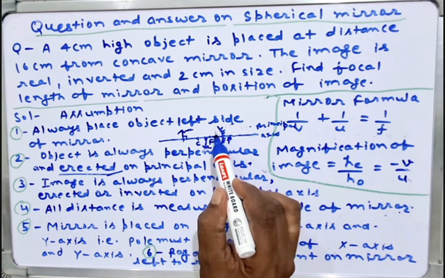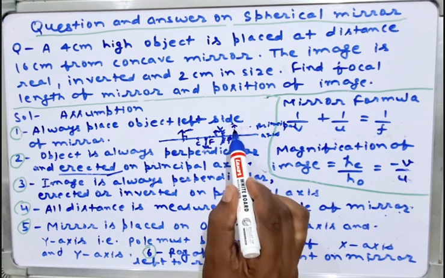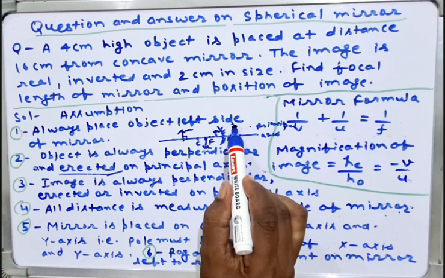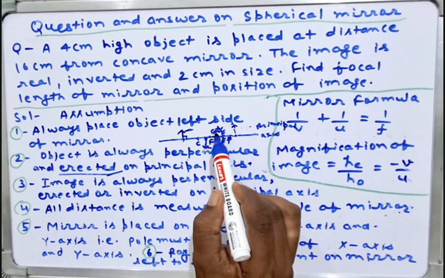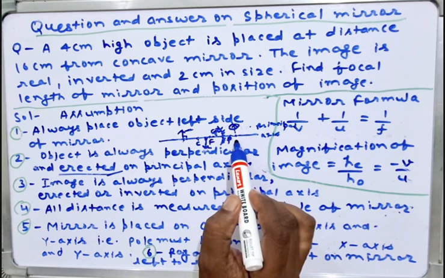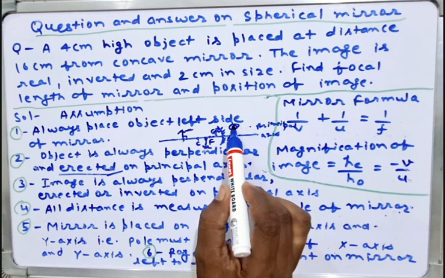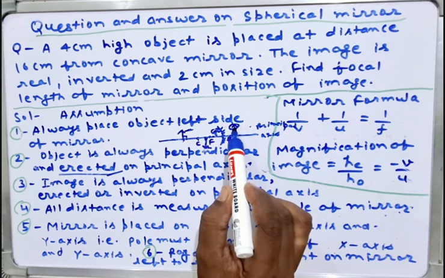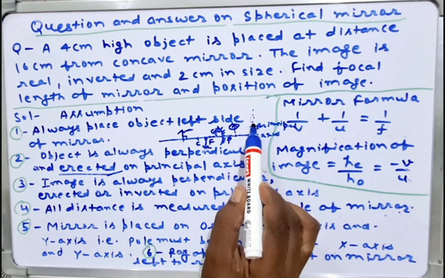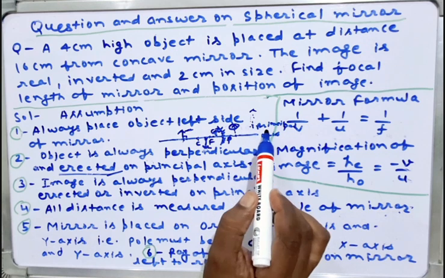Or what does erect mean? Suppose your object is here, then the image formation will be on the right side. See here, the top of this object and the top of this image are the same, so we say this one is erect. One thing you notice, guys, here I show the image by a dotted line, so it shows the image is virtual.